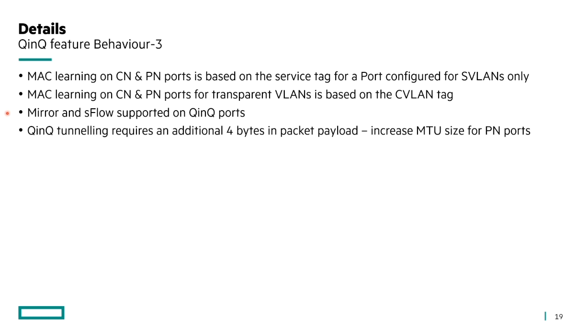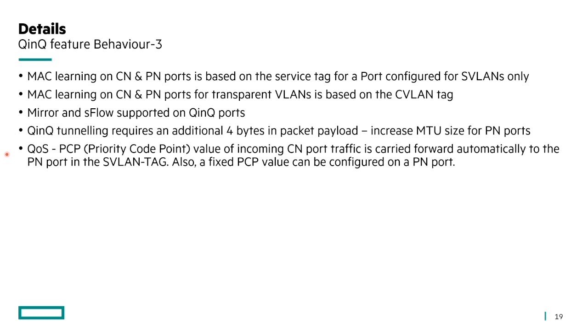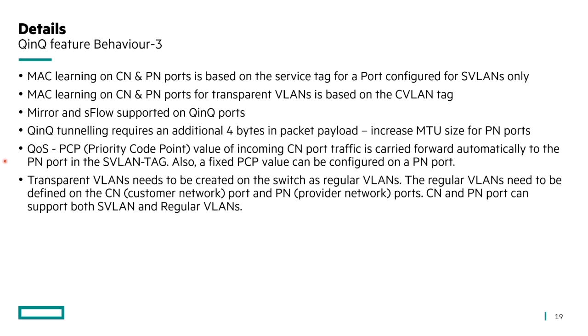Don't forget, increasing standard MTU sizes is required, and this is easy to forget. And for QoS marking, the priority code point, the PCP value of incoming CVLAN tag traffic, is carried forward automatically to a PN port in the outer SVLAN tag. But of course, if you wanted to change it, fixed values can be set on the interface. And lastly, all transparent VLANs are created as regular VLANs, and CN ports and PN ports can support both SVLANs and regular VLANs.